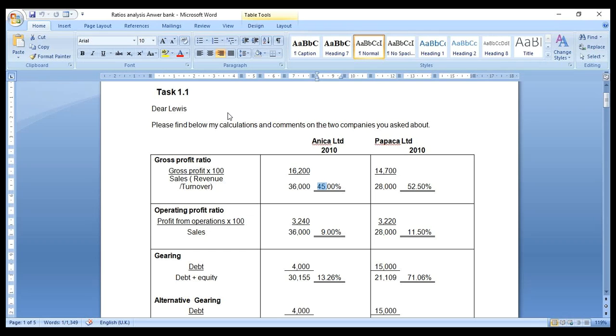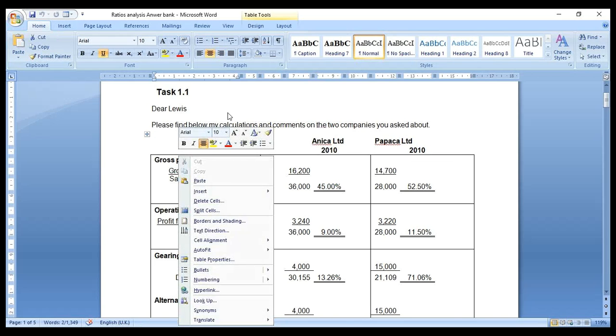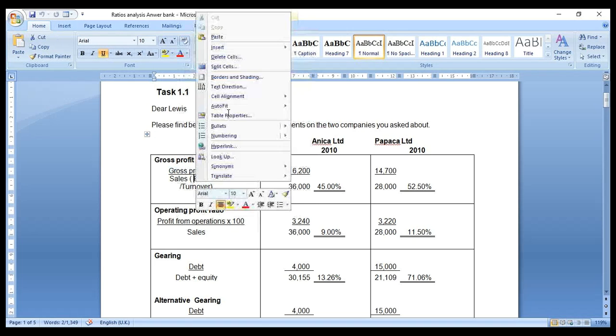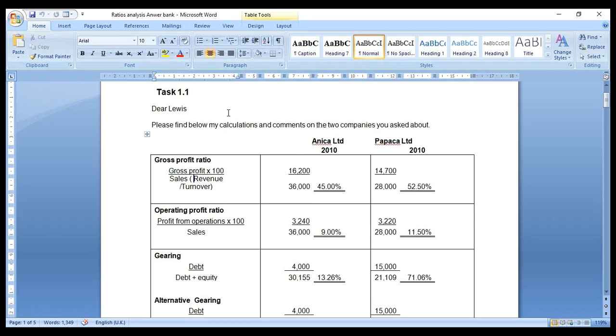Let's assume you have £100 worth of goods and you sold it for 100, but it cost you 55. Your profit is 45. Normally we say gross profit divided by revenue, like the marks you got out of the total marks, times by 100. So this is the way we calculate it.